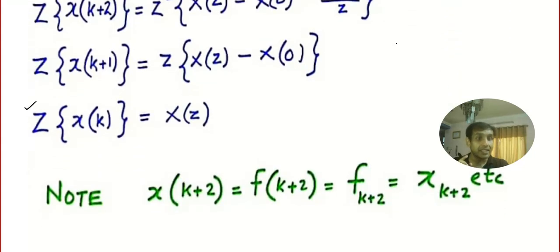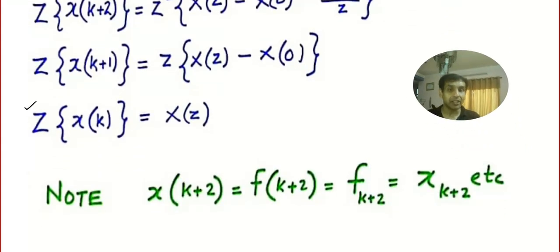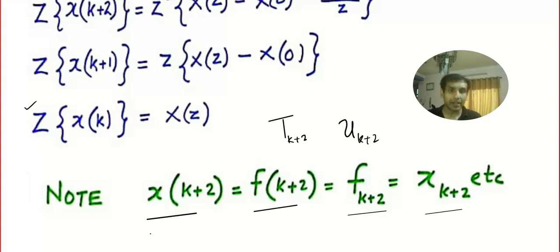Okay, now the next thing, in your examination, they can use any one of these notations. If you are studying about temperature, they can keep T_{k+2}. If you are studying about something else, maybe displacement, U_{k+2}. So expect any variable and any of the following notations.